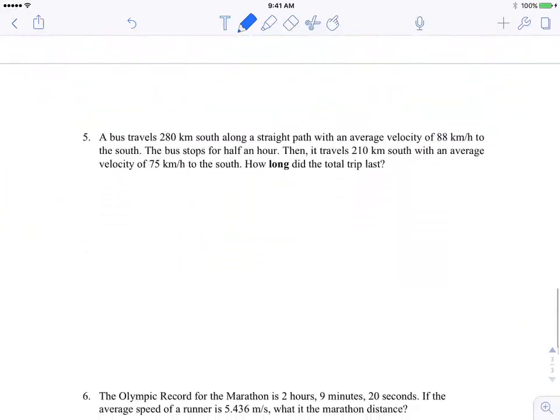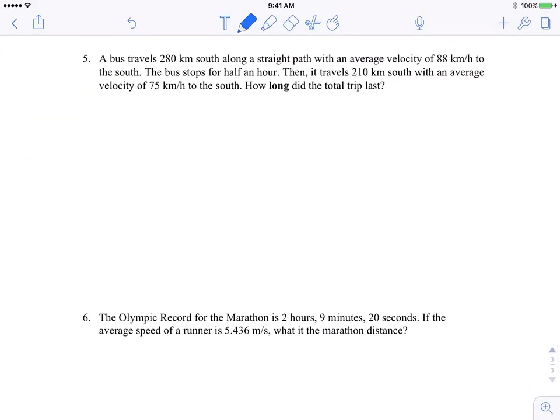Okay, let's do number 5. A bus travels 280 kilometers south along a straight path with an average velocity of 88 kilometers per hour to the south. The bus stops for half an hour, then it travels 210 kilometers south with an average velocity of 75 kilometers an hour to the south. How long did the total trip last?